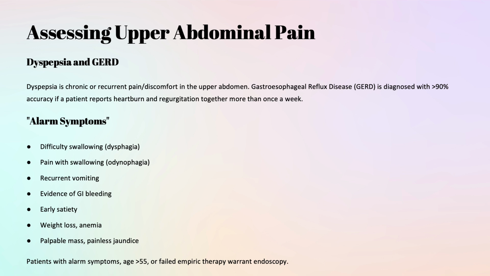If your patient complains of any of these symptoms, then you need to rule out certain alarm symptoms. These are called alarm symptoms because they may be clues to greater or more severe conditions. These include dysphagia or difficulty swallowing, odynophagia or pain while swallowing, recurrent vomiting, evidence of gastrointestinal bleeding, early satiety, meaning they're already full after several bites of their food, weight loss, anemia, palpable mass, or painless jaundice. Why? It's because all of these alarm symptoms could point towards a tumor or a mass.